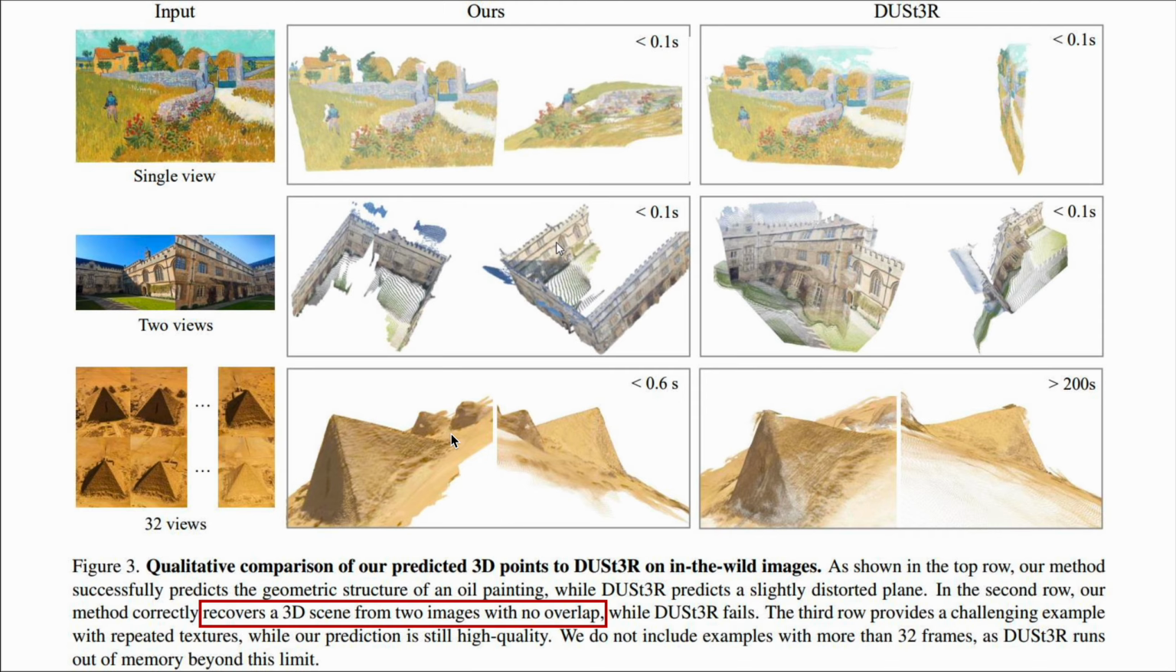The structure of the pyramid was accurately recovered, and VGGT was also compared with another method. This method also gets the pyramid structure correct, but it needs more than 200 seconds, while VGGT only needs 0.6 seconds. This is a significant difference, and all of these 3 results are very impressive.